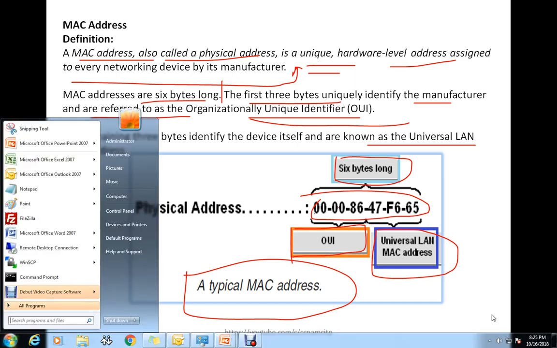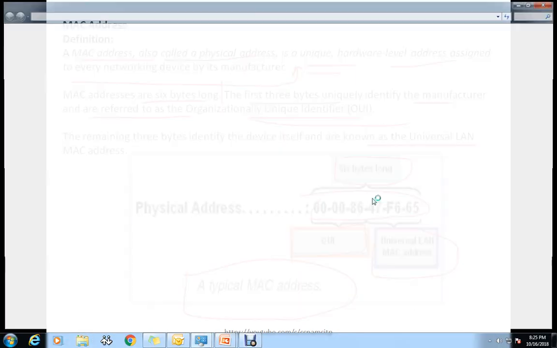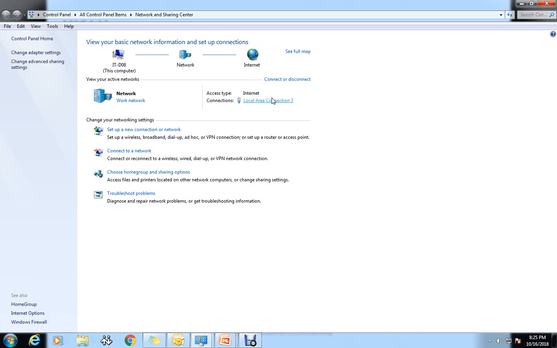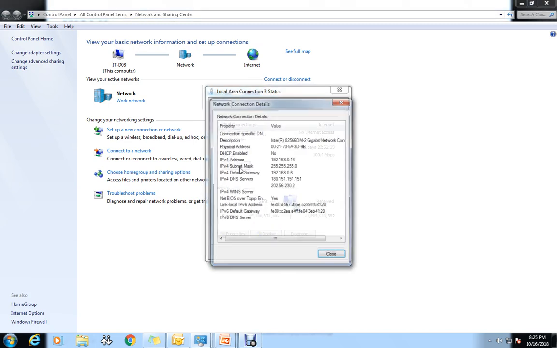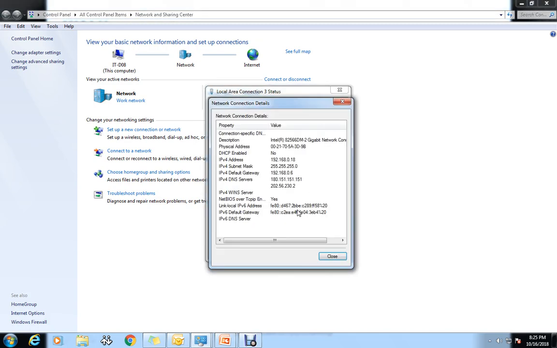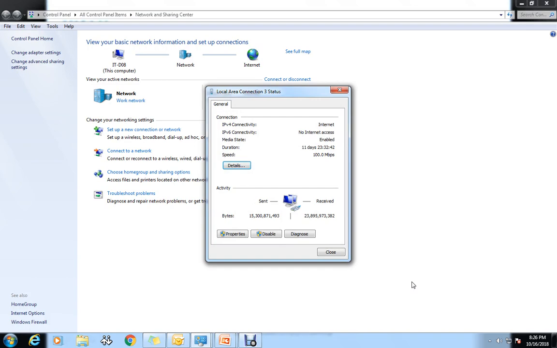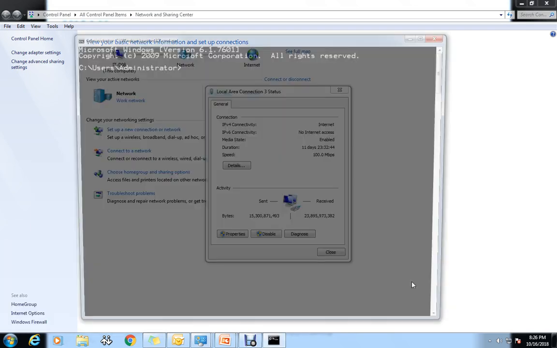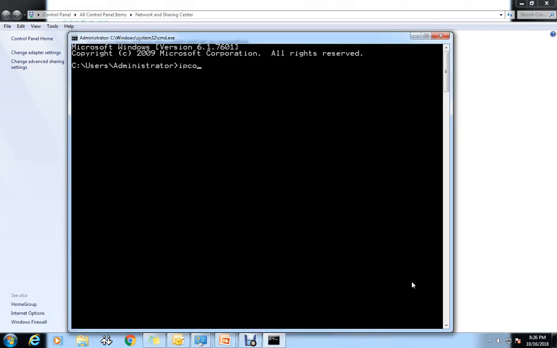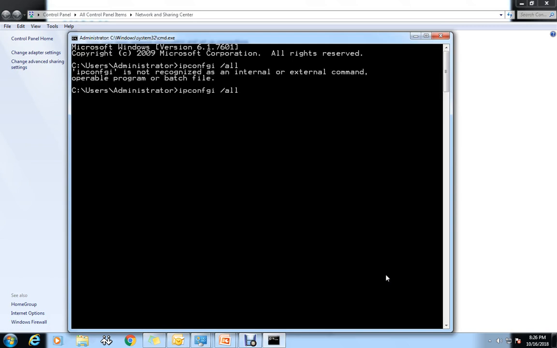You can even see this on your systems. If you go to the properties of a LAN card and its details, here you can find your MAC address. This is your physical address, also known as the MAC address, and it will be unique. Or another way, you can go to CMD, just type ipconfig /all, and hit enter.